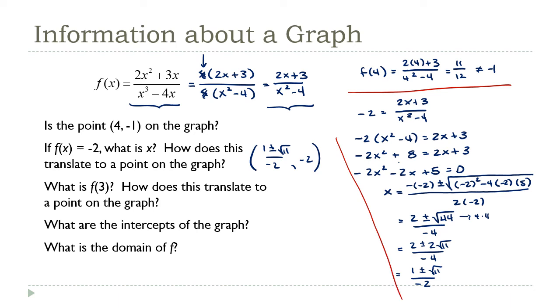What is f of 3? Well, f of 3 is 2 times 3 plus 3 over 3 squared minus 4. So let's see, 6 plus 3 is 9. 9 minus 4 is 5. So f of 3 is 9/5, which means the point 3, 9/5 must be on the graph.